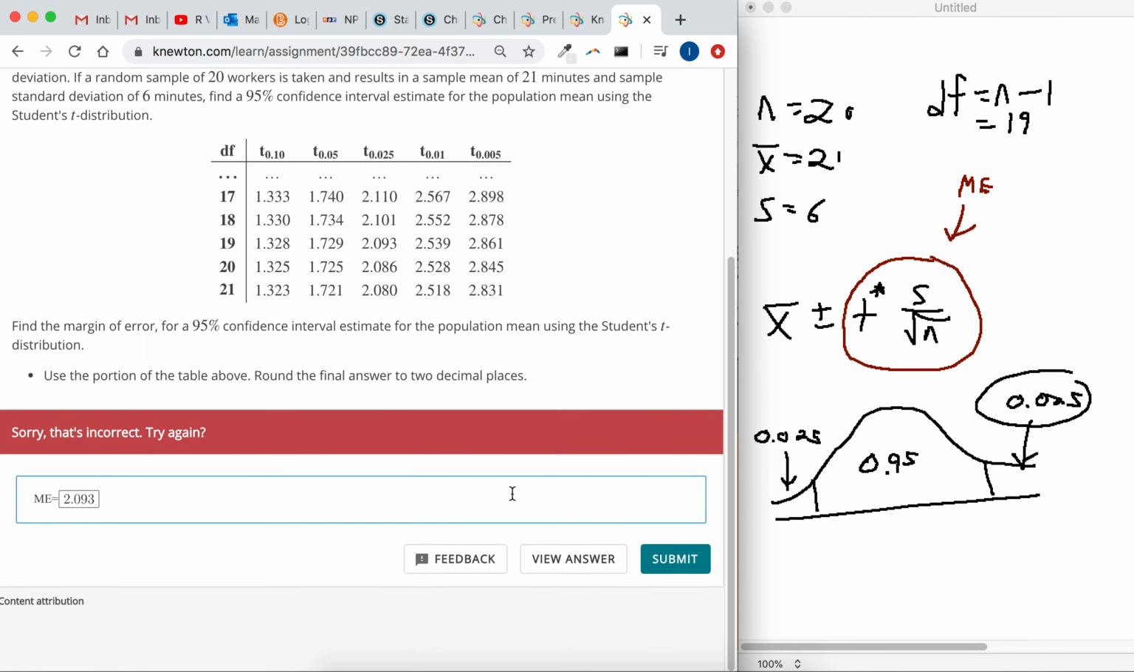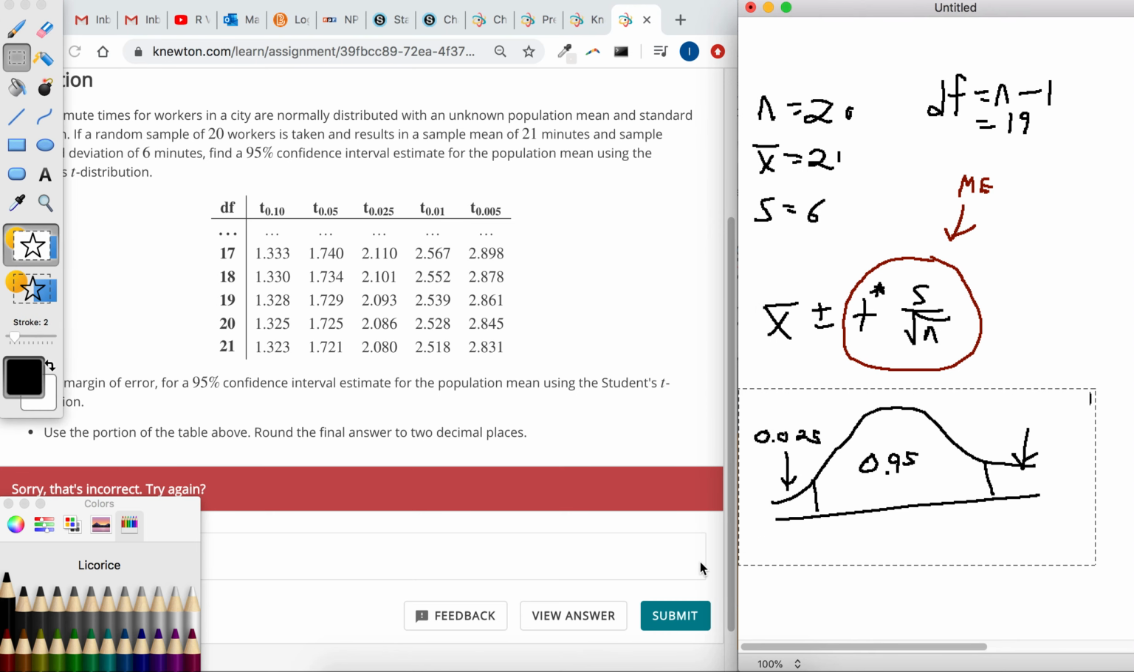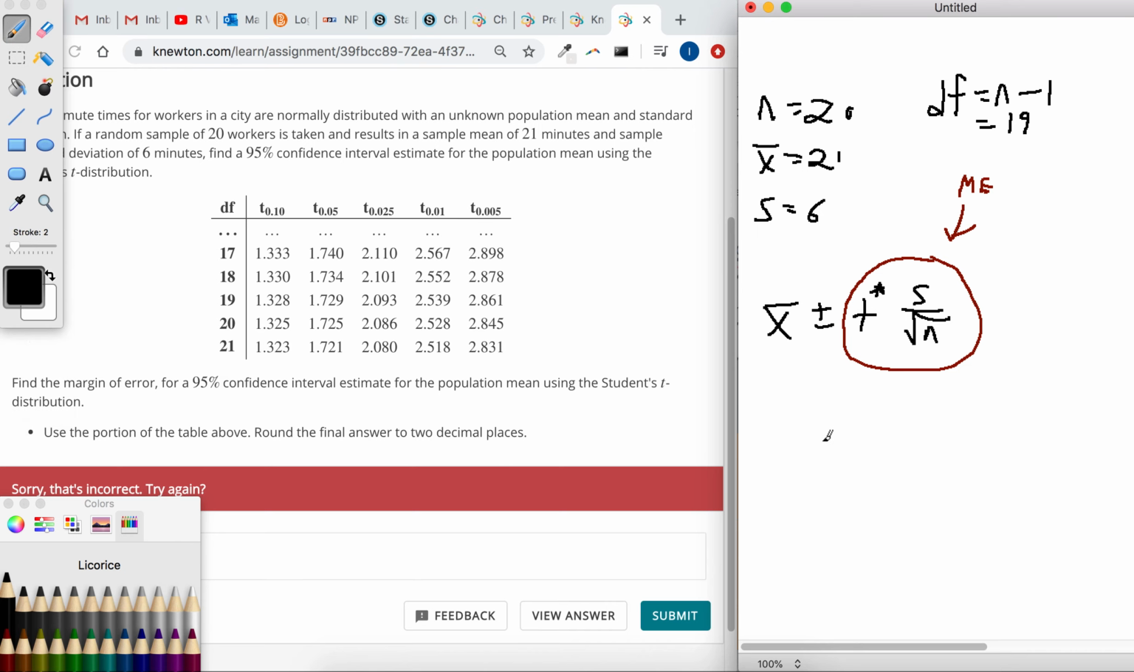Oh, shoot. Wow, I jumped way over. Sorry, that's t. We're not done. They wanted the margin of error. I was thinking of another question they just did. So put 2.093 in for t, okay? And then we still need to multiply it by 6 over the square root of 20. That's the part I forgot there.